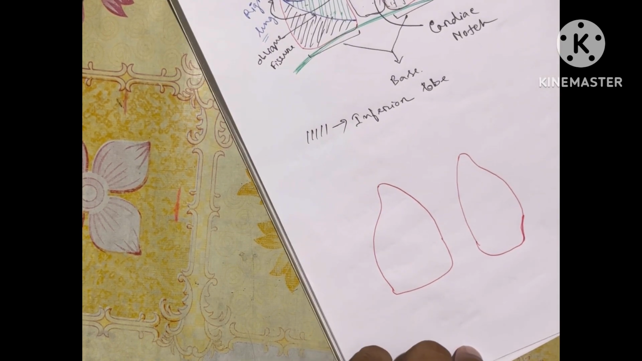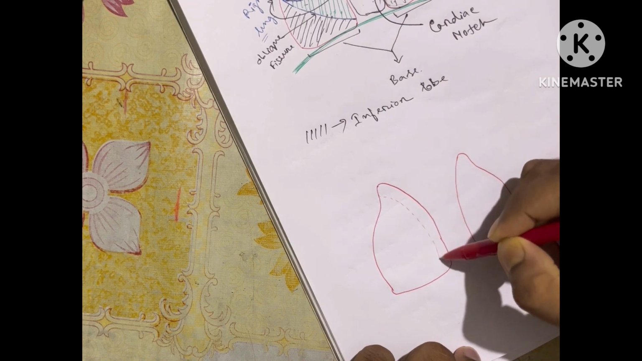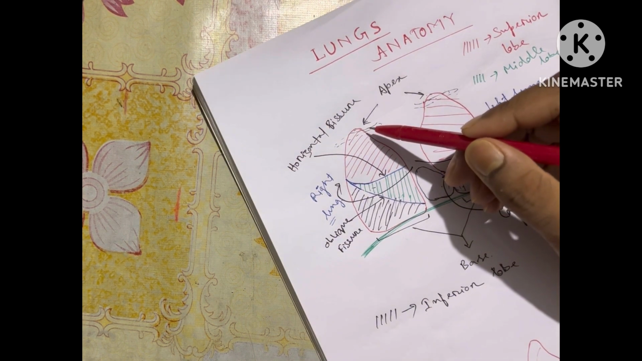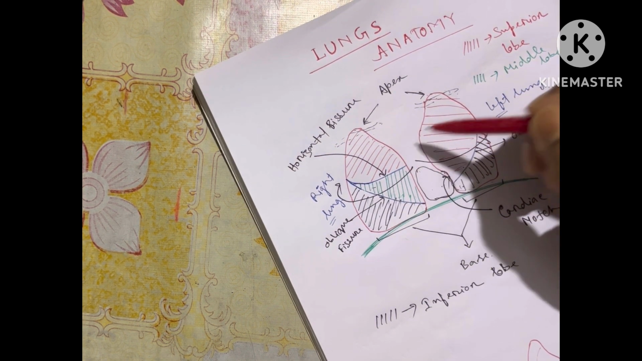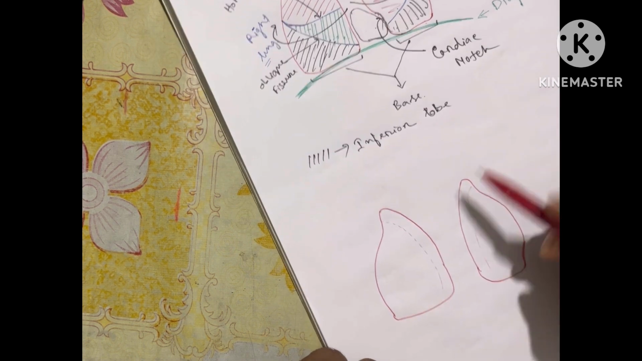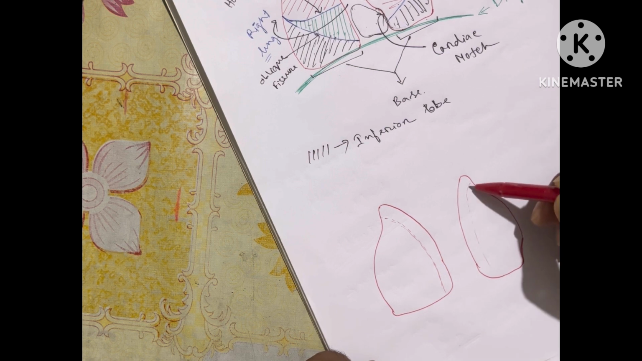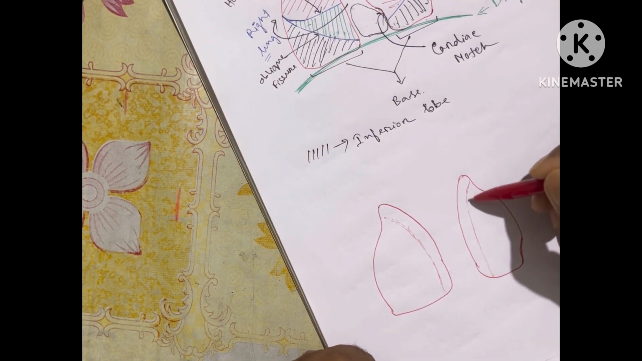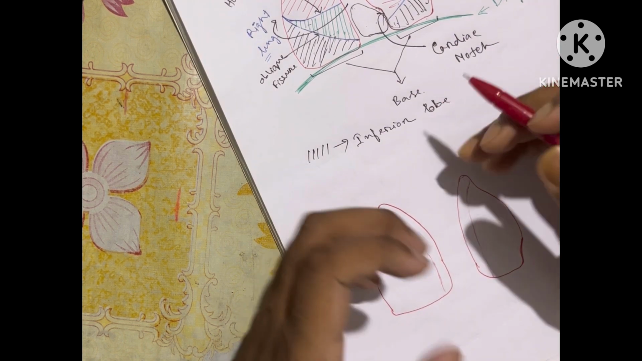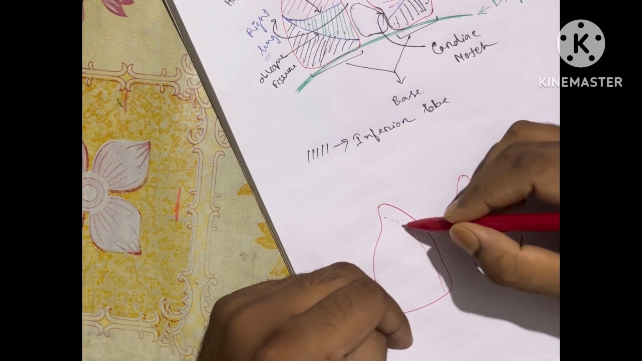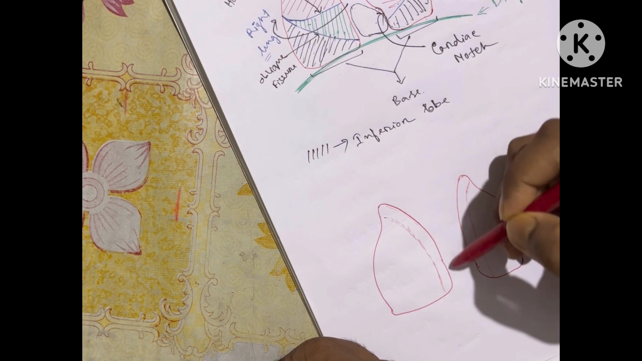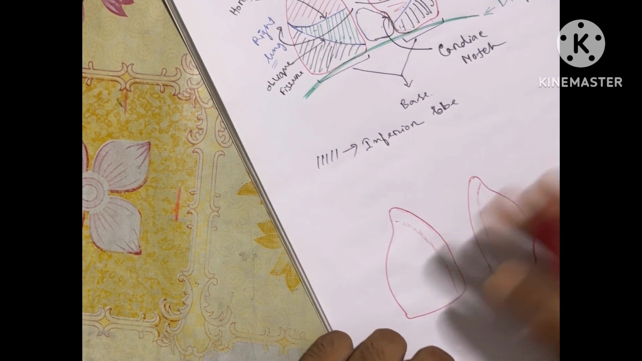So our lungs will look like this. This is the overall boundary of our lung, which has a curved structure at the boundary of our lungs. So this is the simple discussion.